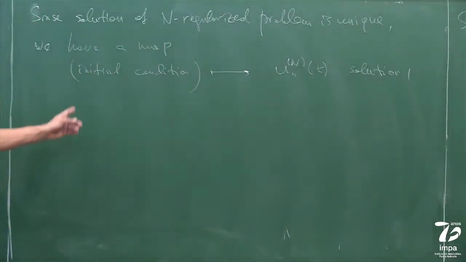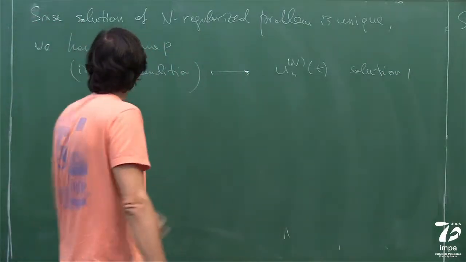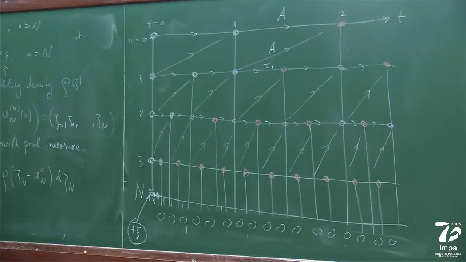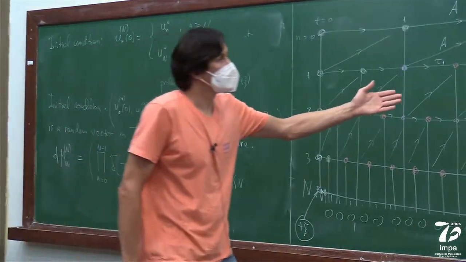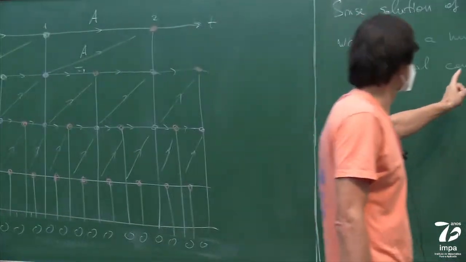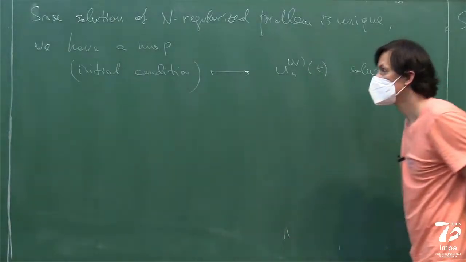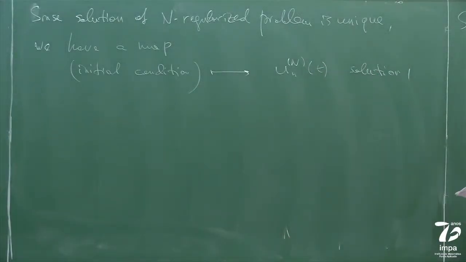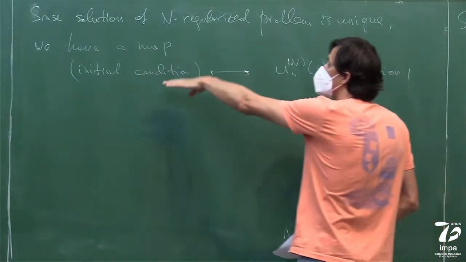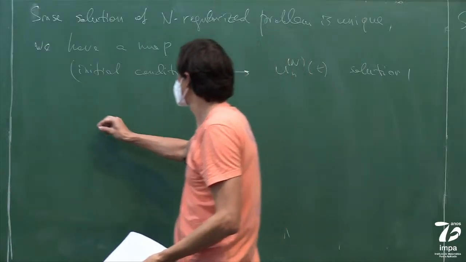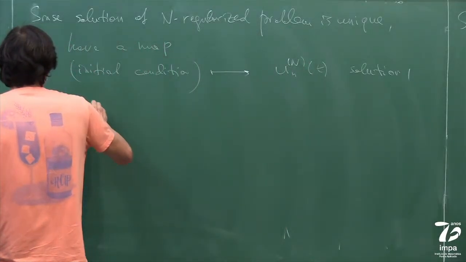So for each initial condition, we have a solution. And the same map can be applied to measures, right? Whenever you have a map which maps a point to a point, and it is a good map, like measurable, then you can also apply it to a measure. So if instead of an initial condition, you have an initial measure.